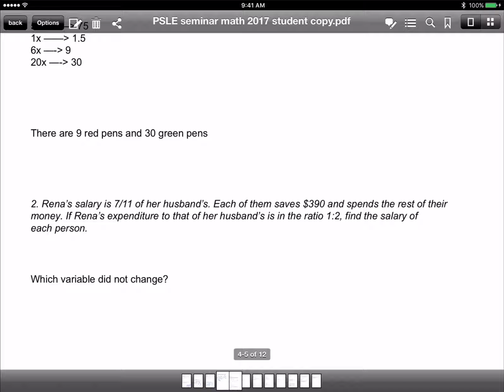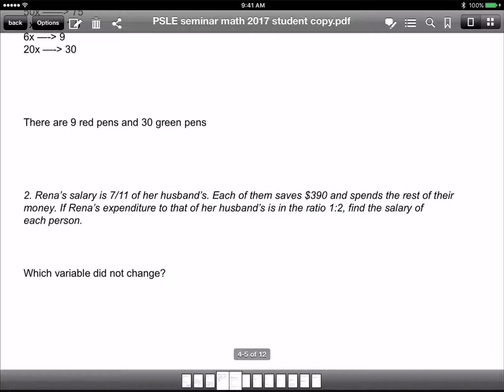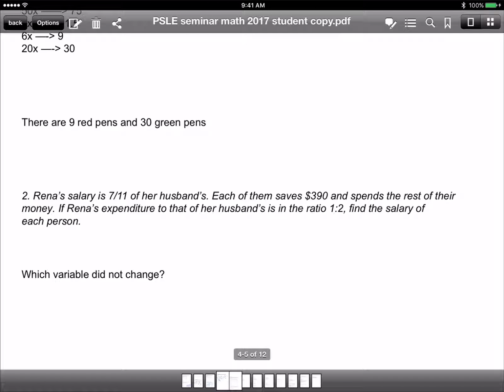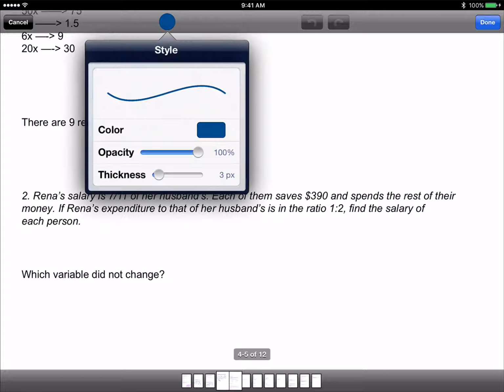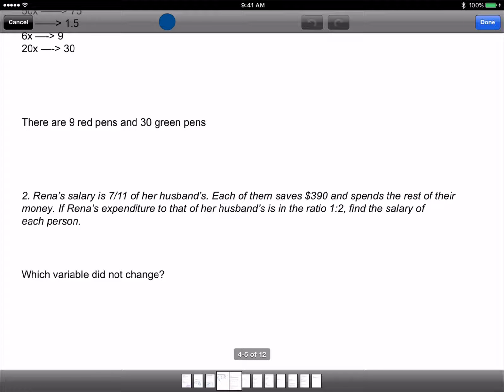For the next question, this is about difference unchanged. The difference between the two did not change. Okay, the difference did not change. So let's try and see. Okay, so Rena's salary is 7 over 11 of her husband's. So Rena is 7 units and the husband is 11 units.